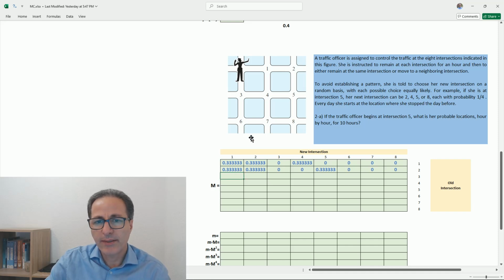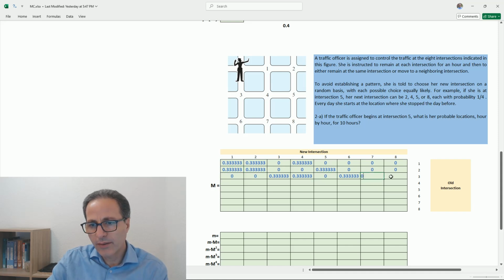If she is at intersection 3, there are exactly the same 1, 2, 3 possibilities, again 1/3, 1/3. From 3, she can move, stay at 3, move to 4 or 6. So I copy this and paste there. So from 3 to 3, she can stay here. From 3 to 4 or 6. And the others, zeros.